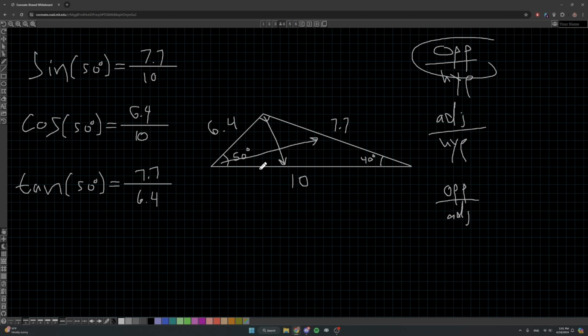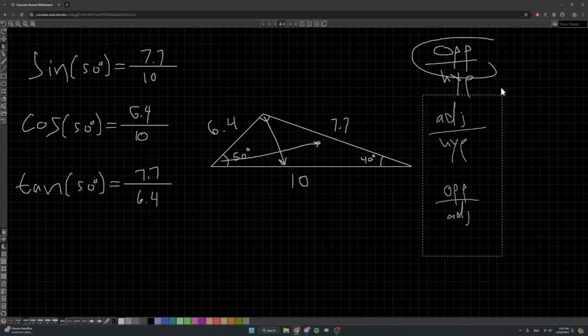All right. And if you didn't want to do that, the other way to do it is just to make sure you've got your line. The line points to the opposite, so 7.7 goes on the top, and then you need the adjacent side. Well, 10 is the hypotenuse because it's the opposite of the right angle, so it's got to be the 6.4, and that's how you do that.